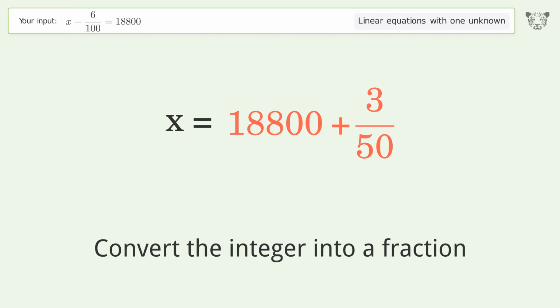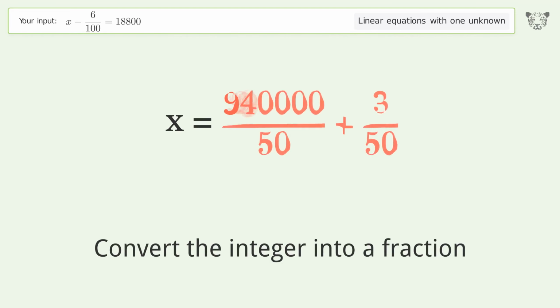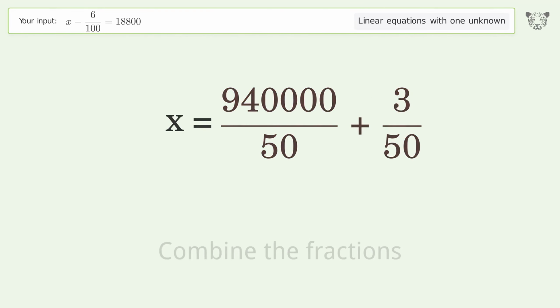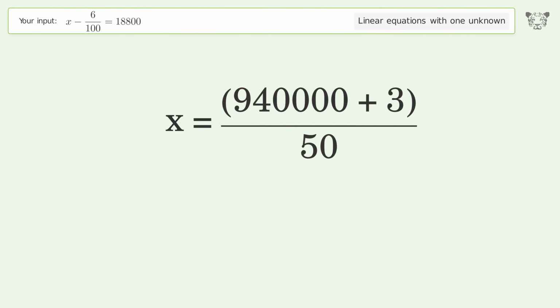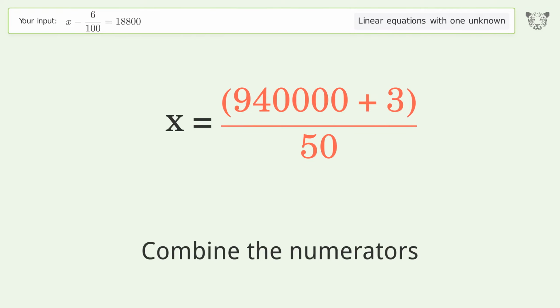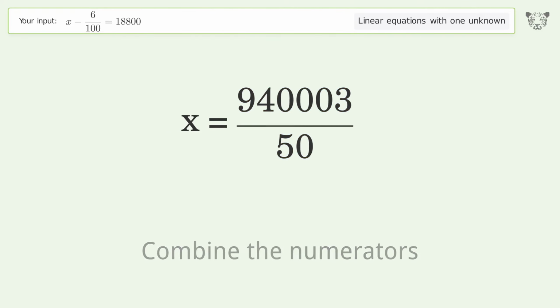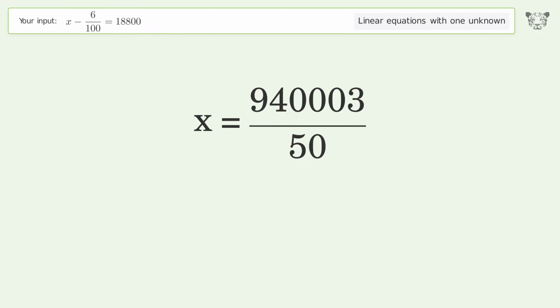Convert the integer into a fraction. Combine the fractions. Combine the numerators. And so the final result is x equals 94003 over 50.